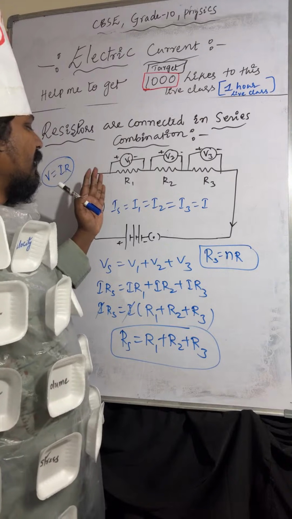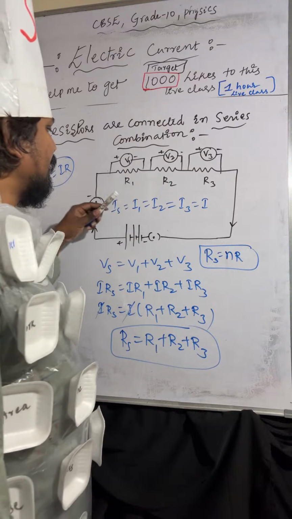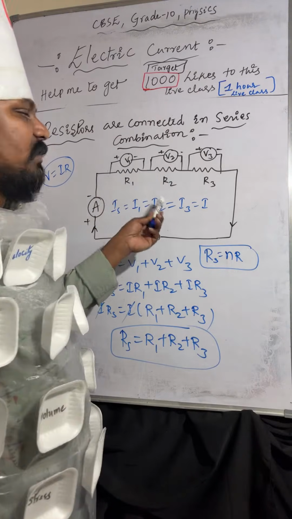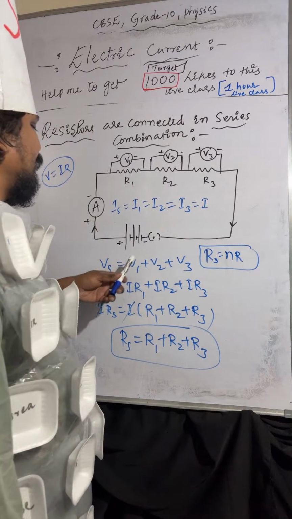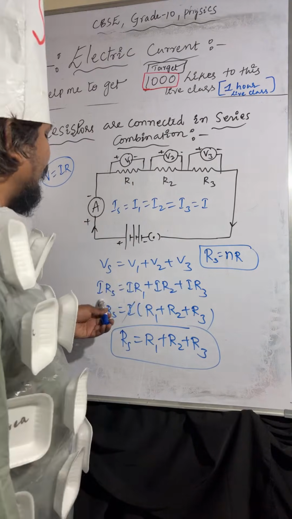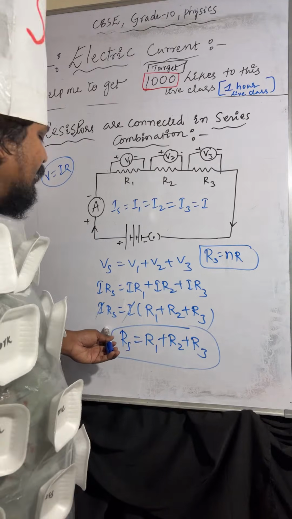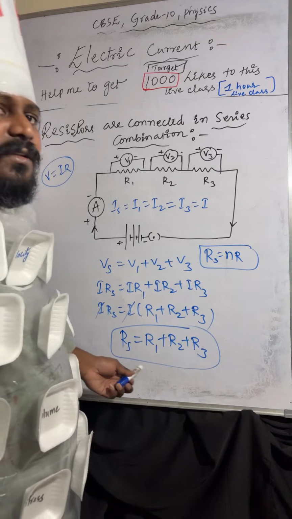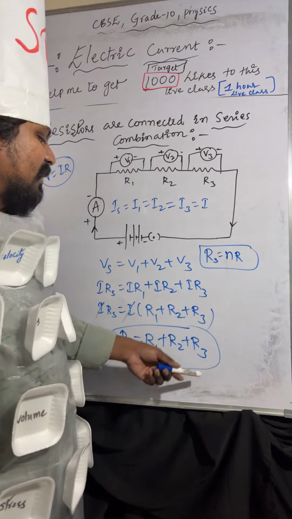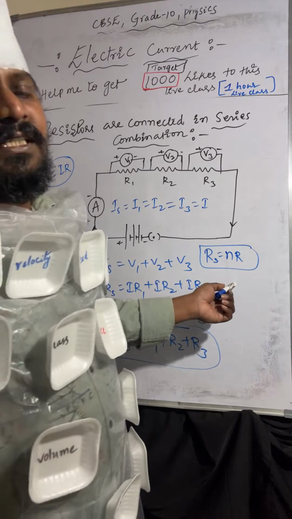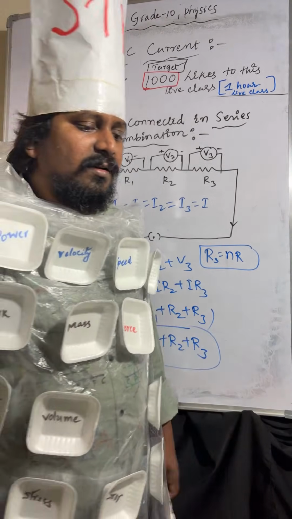Once again, R1, R2, R3, three resistors are connected in series combination. Current is passing, and throughout the circuit the current is the same. So Vs equal to V1 plus V2 plus V3, I RS equal to I R1 plus I R2 plus I R3. I gets cancelled, so RS equal to R1 plus R2 plus R3. If n number of resistors are connected in series combination, RS equal to nR.